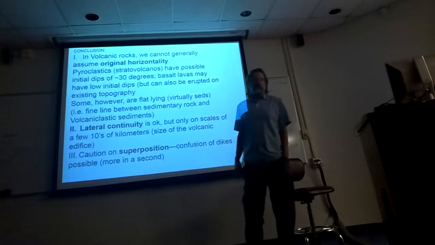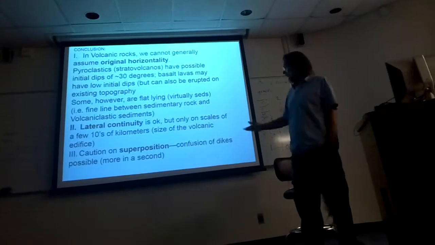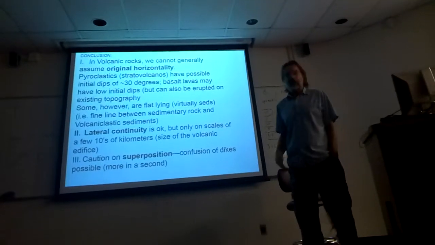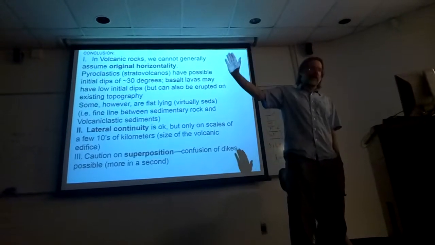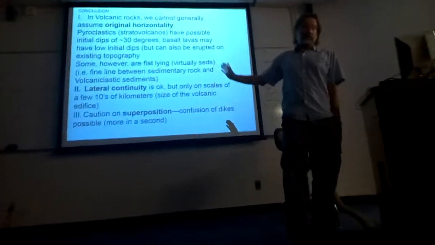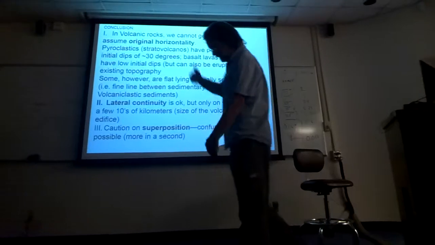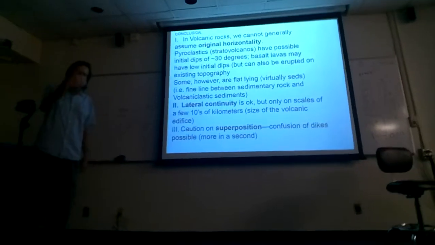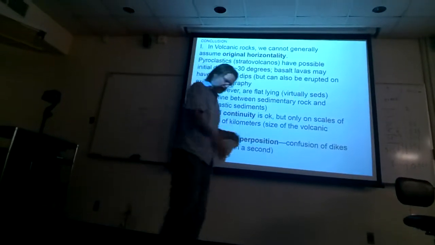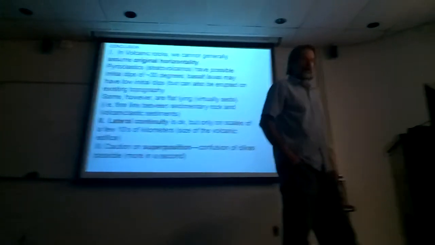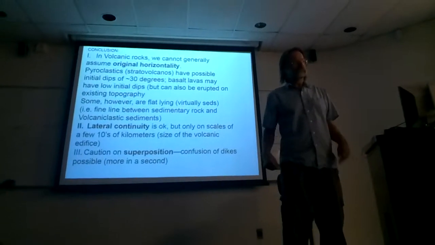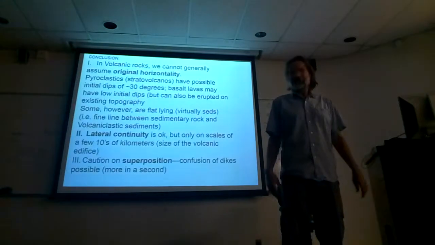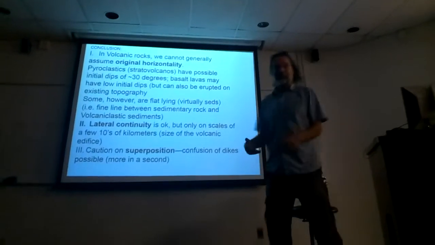And then finally, there's this cautionary note about superposition, that the deck can get shuffled in volcanic rocks. I gave the sill example. I'll give you my other example, my own boneheaded move. I spent a whole day once mapping. Walking across this ridge line, these nice, I thought, steeply dipping volcanic flows. I got to the other end and realized it was nothing but dikes. They were all in a dike swarm. And the reason they were steeply dipping is because they were dikes. So there went that structure out the door.